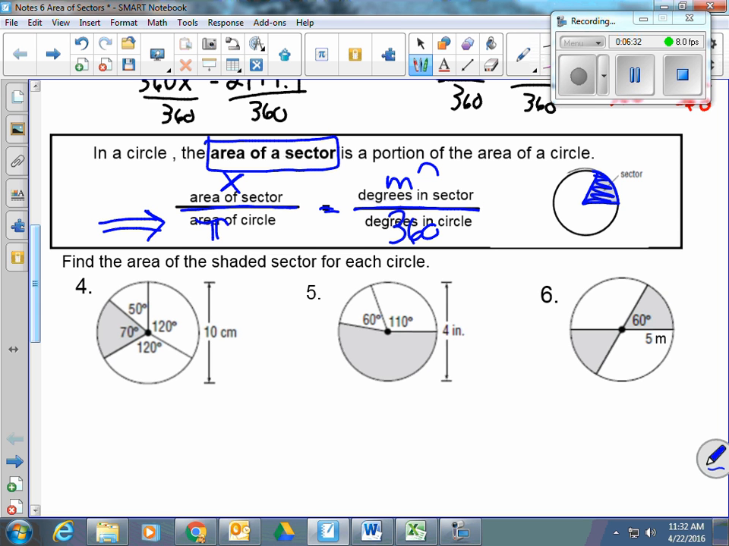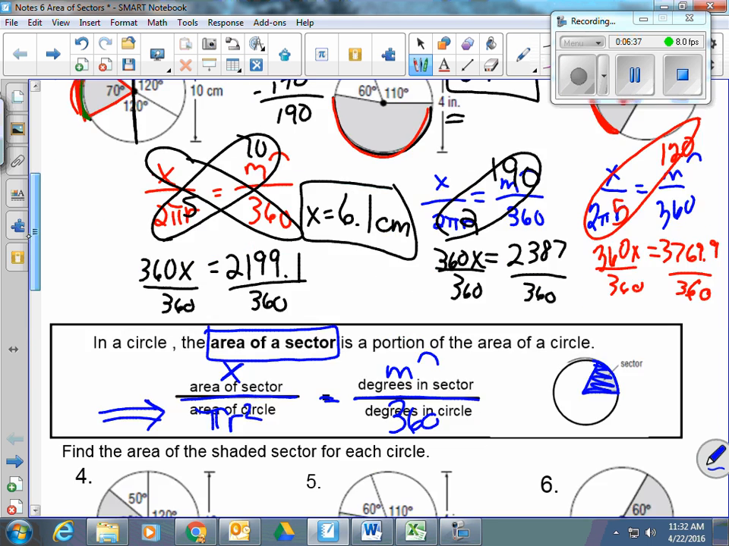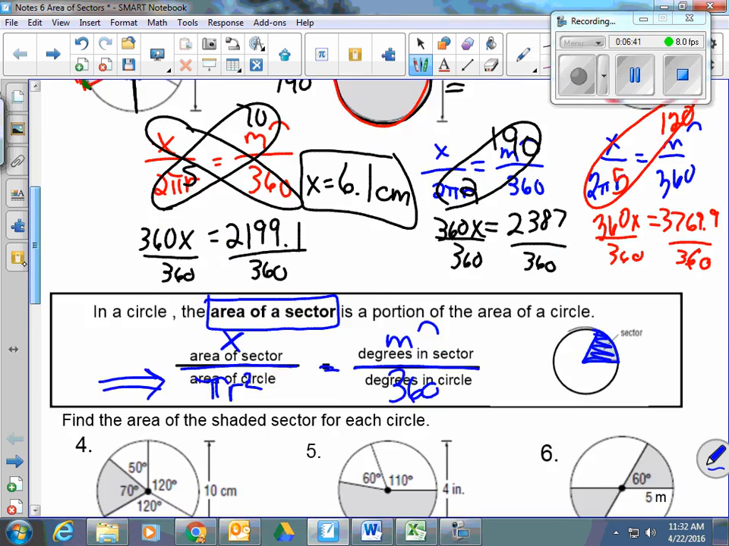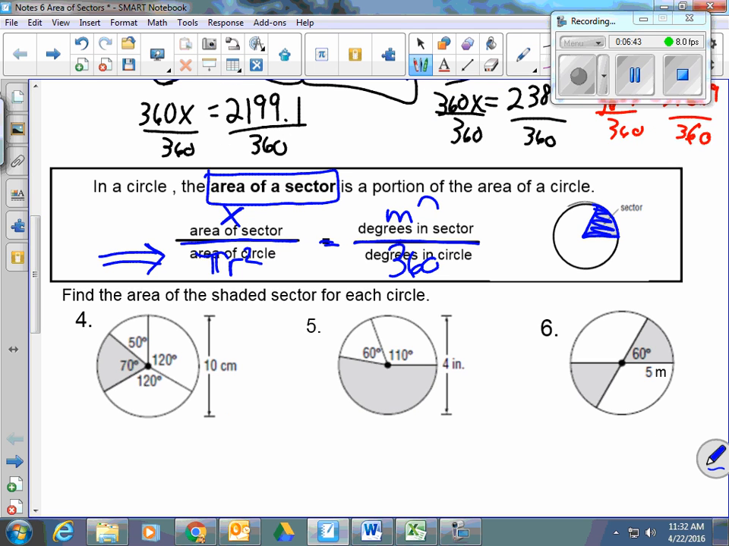Pi r squared. Now remember, your brain's going to play tricks on you because up here it's 2 pi r and down here it's pi r squared. They have pi, they have an r, and they both have 2's, right? Remember, when we're talking about area, area is always squared. So that's why this one is pi r squared.